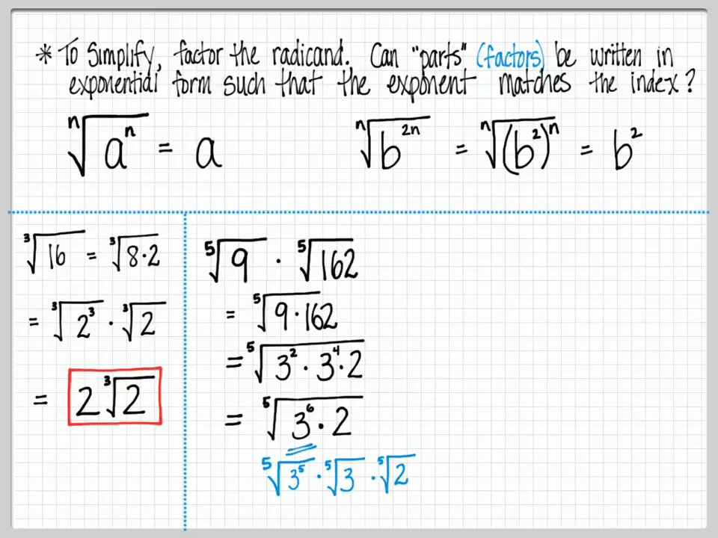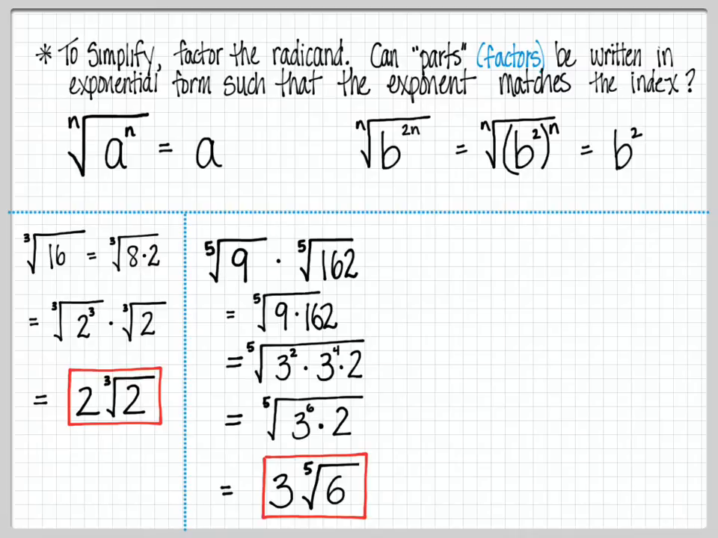And the fifth root of 3 to the fifth is just 3. And then since both of those radicals have the same index, I can put them under the same radical. And then simplifying them, I end up with 3 fifth root of 6. That's my final answer.